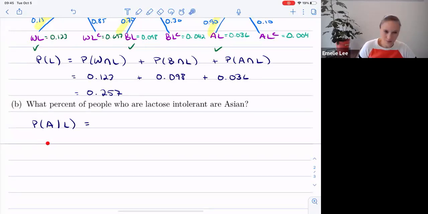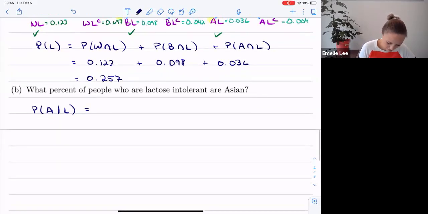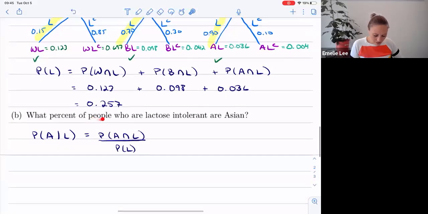Because I'm dealing with a page break and I so desperately want to keep it on one page, I am going to write across the page, and that's bad, but I'm okay with that. So that's the probability of being Asian and lactose intolerant over the probability of being lactose intolerant. Even if you didn't use the formula, right?